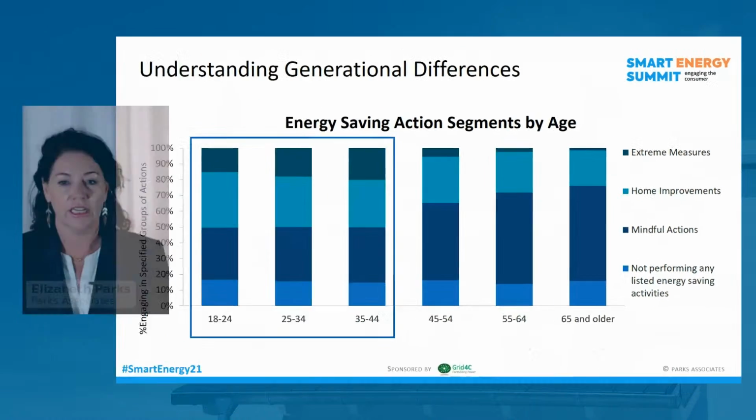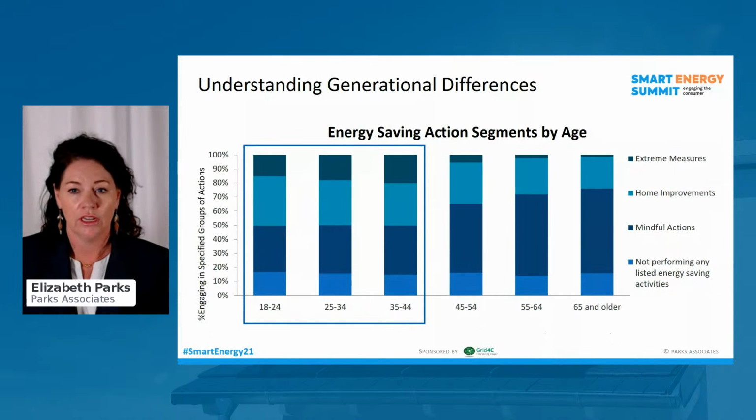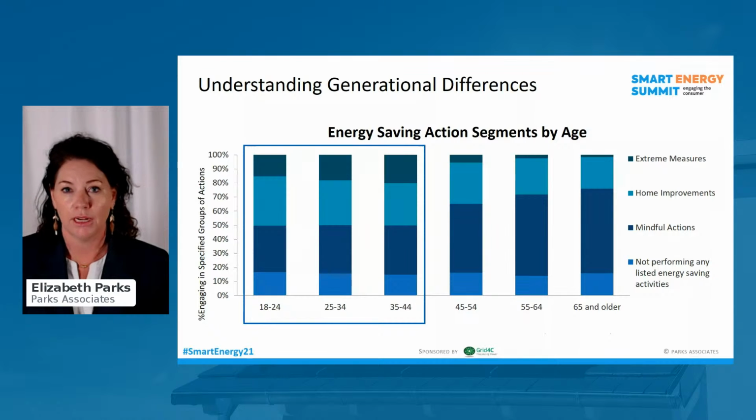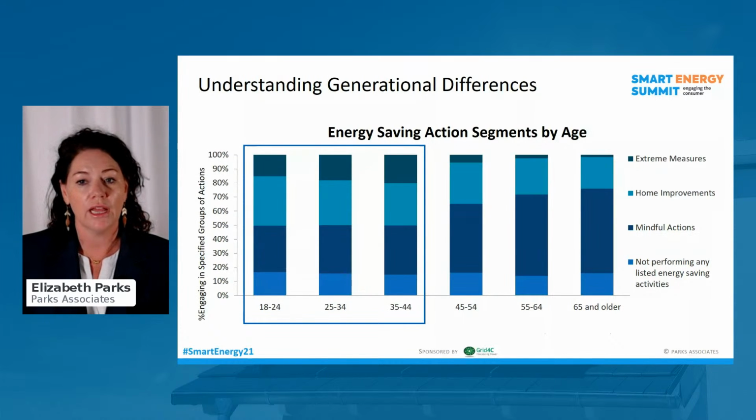In looking more closely at demographics, we see younger respondents more likely to do energy-saving home improvements and having extreme behaviors. The energy savings actions of older residents are likely affected by limited incomes. These consumers are less likely to make major energy purchases or major home improvements, but are more likely to take the minor actions that will drive savings on monthly bills.